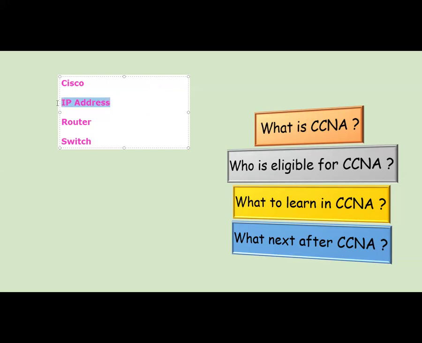IP address will take around 7 to 8 classes. Router will take around 12 to 14 classes, and switch will take around 8 to 10 classes. So like this, we have CCNA where these three modules are there. So what exactly do we learn in these three modules?